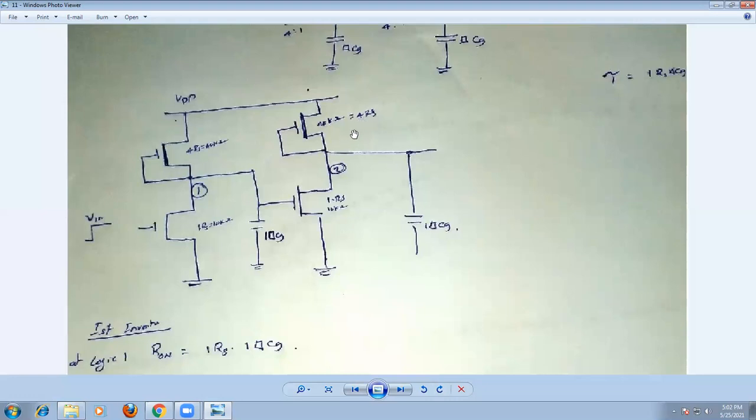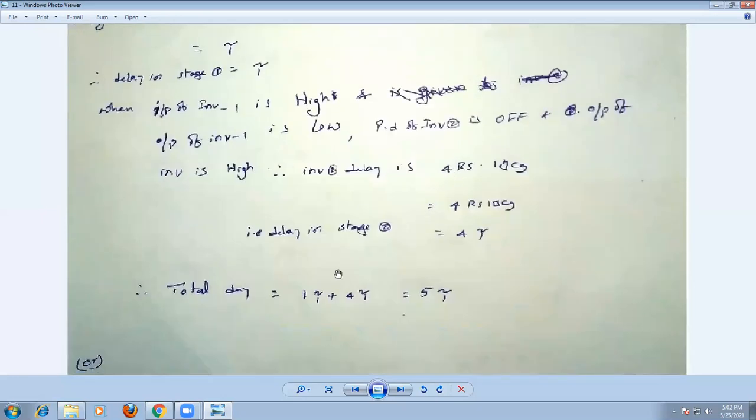Now what is the delay? Depending upon the on resistance of the transistor, it is 4 into RS into 1 square CZ. You take the 4 as it is. RS into 1 square CZ is nothing but tau in all technologies, it may be any technology. So we can consider 4 into tau. That means the delay in the second stage is equal to 4 into tau. Remember that point.